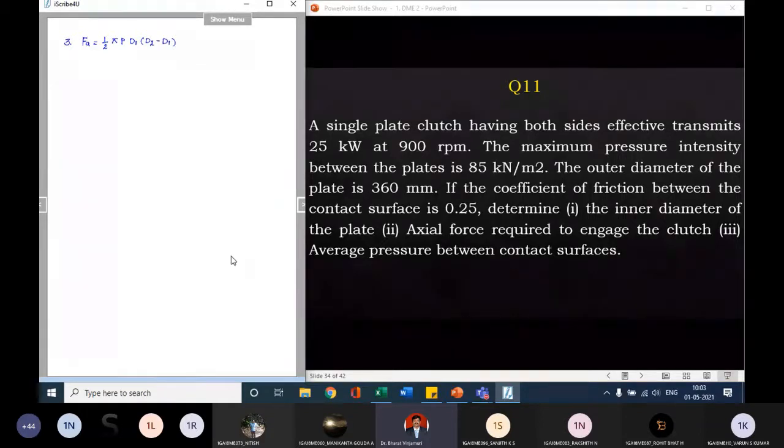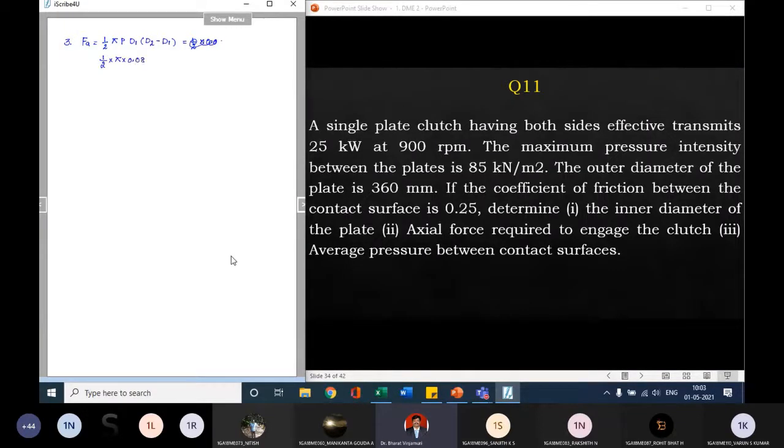So once again substitute back. It will be equal to half into pressure, how much? 0.085. So half into pi into 0.085. D1 is unknown, multiplied by D2, how much is given? 360 minus D1. So once again, remember, let it be D1 into 360 minus D1 as it is.